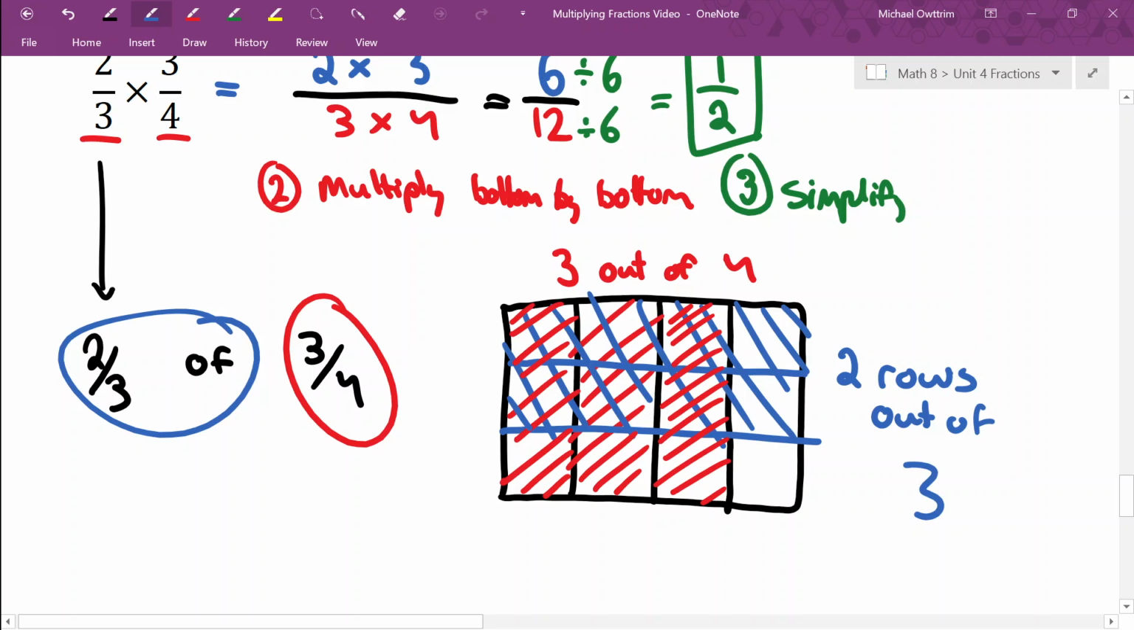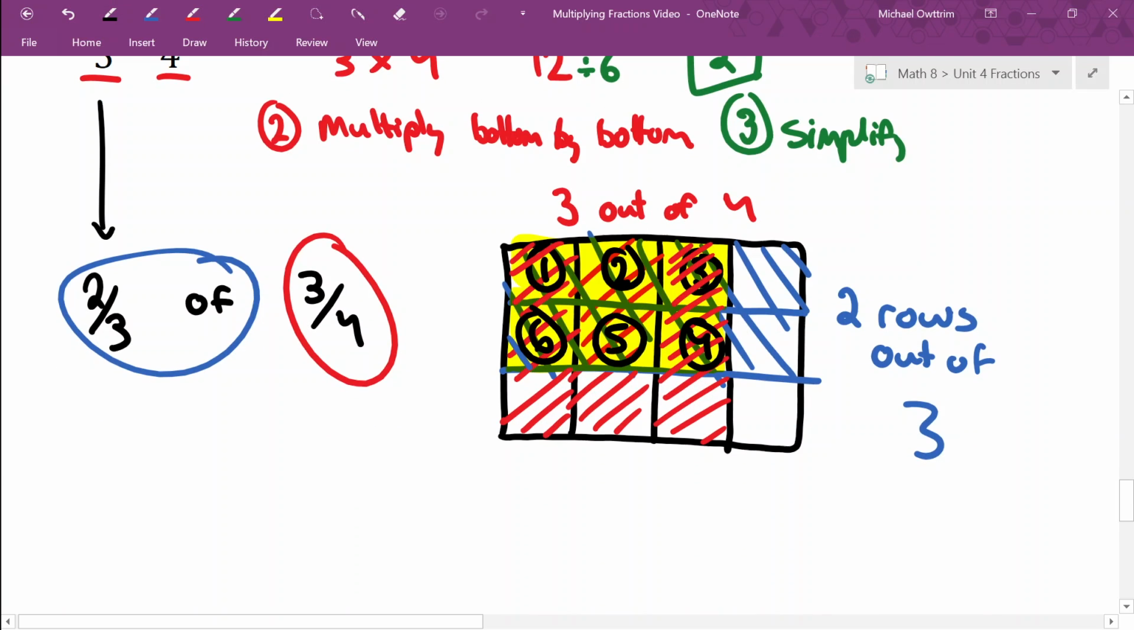And so what do I actually have? Remember, the only things I have are things that are shaded. And in this case, I only want things that are shaded twice because they're in both descriptions. So those are these cells here. If I count them up, I have 1, 2, 3, 4, 5, 6 cells in total. So that's going to be my numerator.